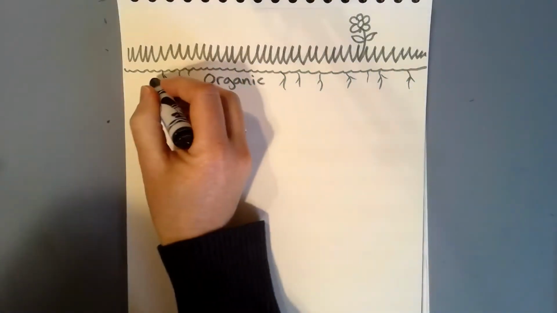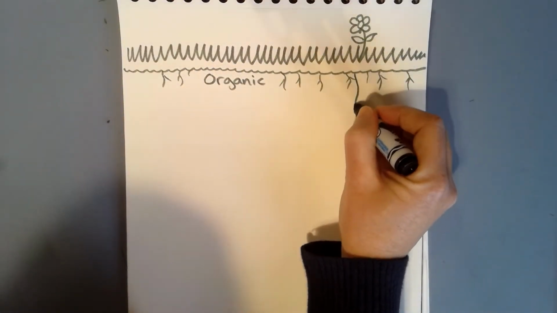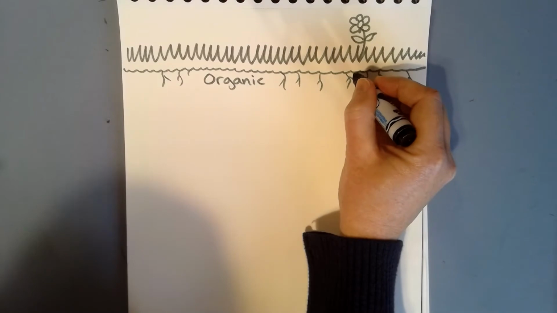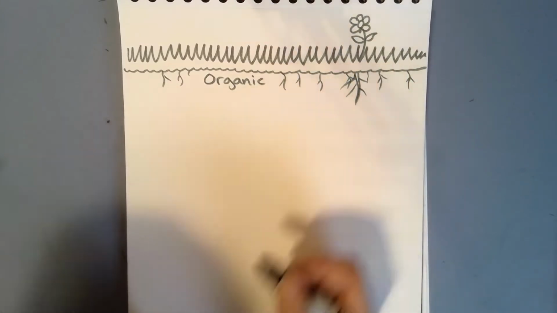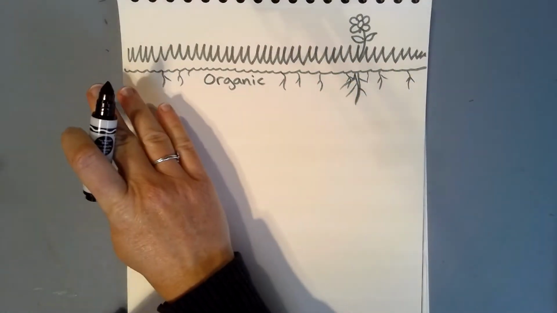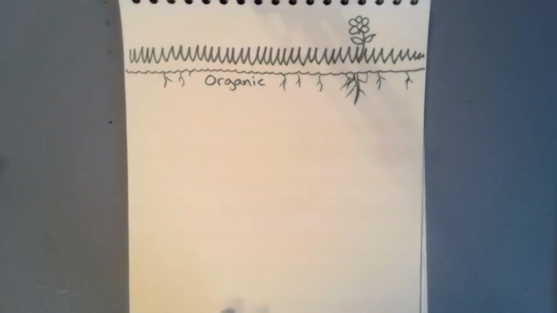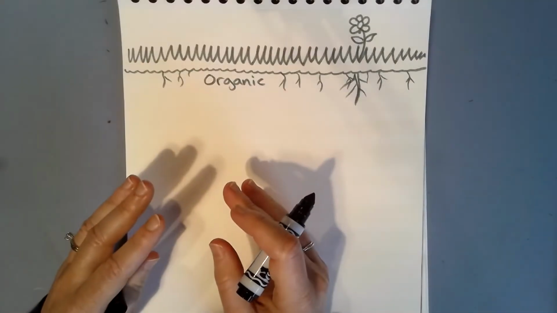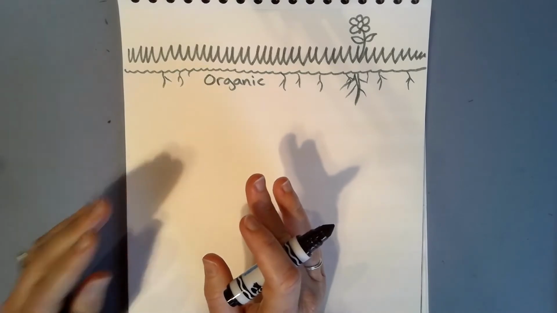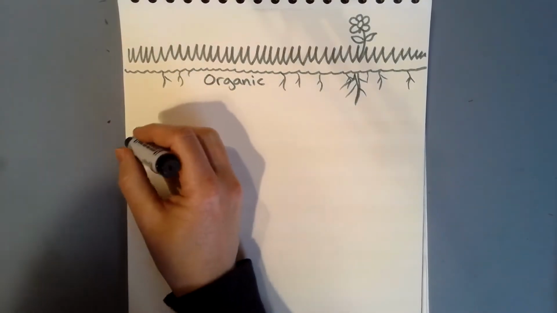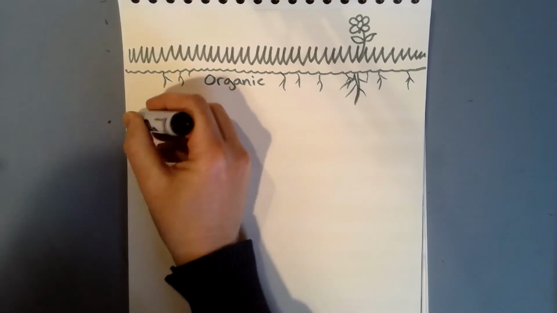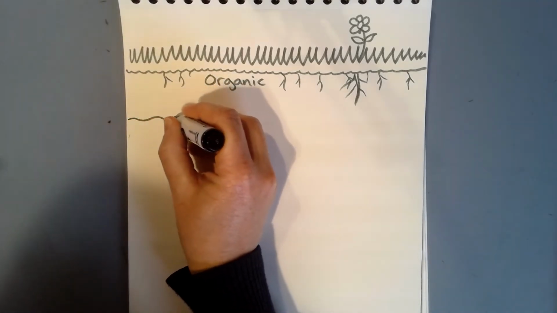So this is all, I'm going to give a big taproot to our flower here. All right, this is all organic material. So we have the organic layer, okay? It's very thin. This is the thinnest layer of all of them. Then we're going to go into the next layer, and it is pretty thin too.